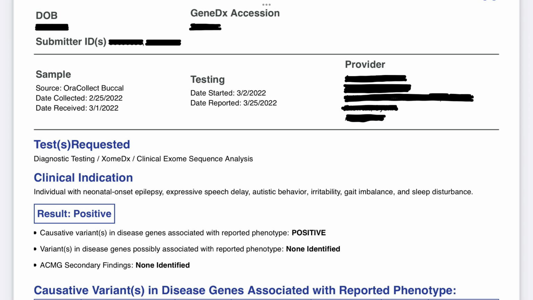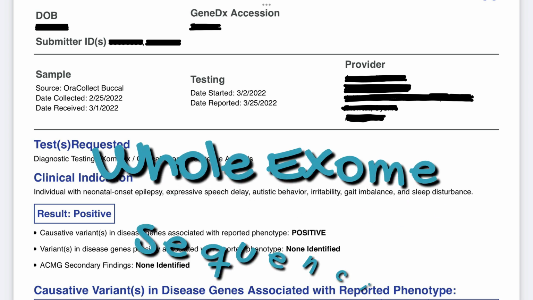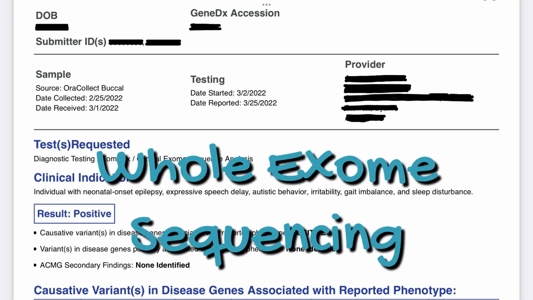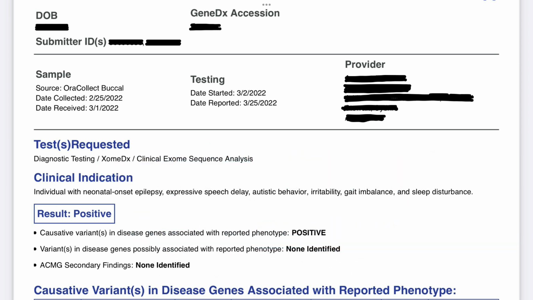I want to make a note that I'm going to be going through an example of whole exome sequencing, and while changes in SCN2A may have been found on a different type of genetic test, like a microarray or a panel, I am not going to be going through examples of those reports, and this is specific to a whole exome sequencing report. The example report I'm going to go through today is from a laboratory called GeneDx.